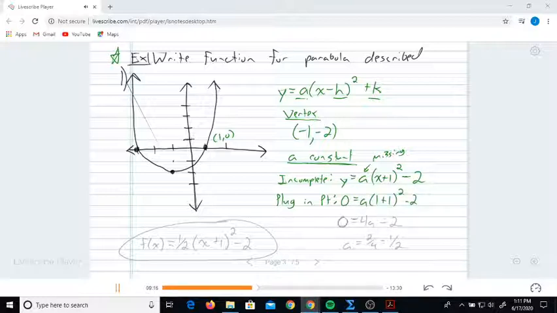So we get 0 equals 4a minus 2. Therefore, a equals 2/4, which reduces to 1/2. So there's our function. So we know the a value is 1/2. Then we have plus 1 minus 2 as our vertex. And if you want to check your work here, you can take any point off that parabola, plug it in, and it'll work.